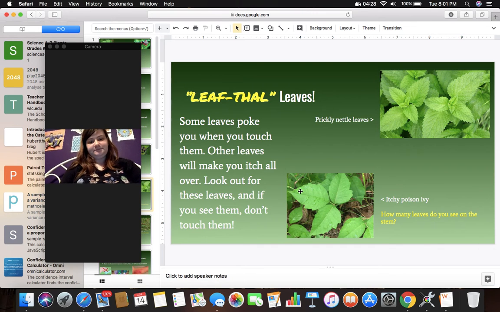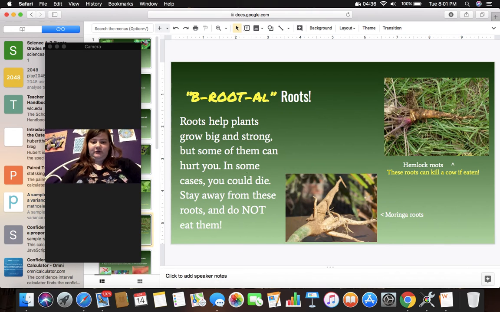So we have berries and leaves. Another part of the plant is the root, and roots, believe it or not, can kill you too. Next we have brutal roots, and this comes from the word brutal, which also means can hurt you really badly. So let's read this passage here. Roots help plants grow big and strong, but some of them can hurt you. In some cases, you could die.